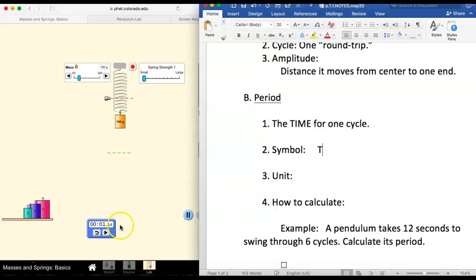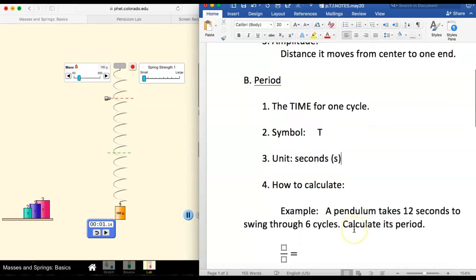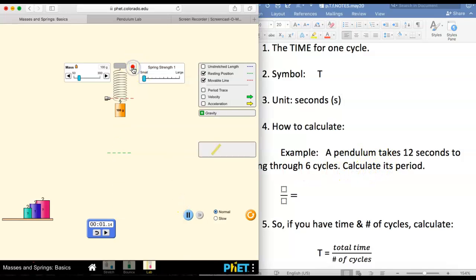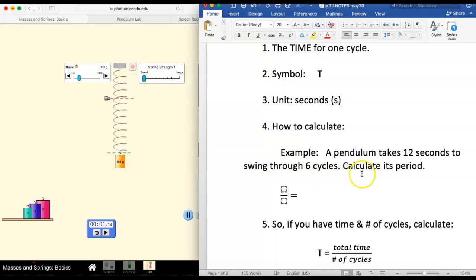Right? Now, notice what the unit was for that. It had to be seconds because it's a time. So the unit is seconds. And to calculate it, this is the kind of problem you would have on the homework or a test. A pendulum takes 12 seconds to swing through 6 cycles. Calculate its period. All right, so you do that on your own.